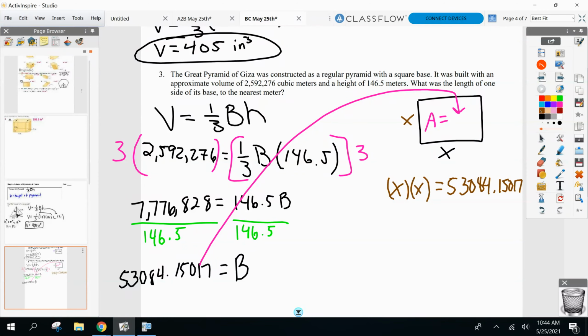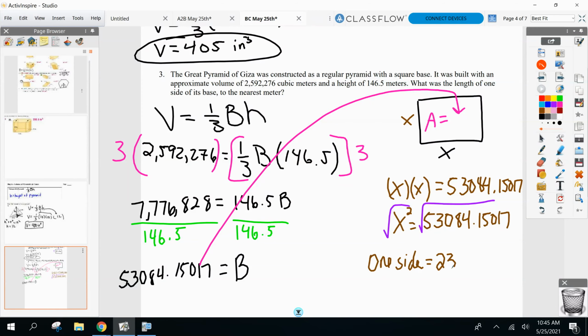So I end up with x squared, not 2x. Not 2x. Yep. X squared. I'm not going to forget that one. And then right here, now this is where Owen's like, yeah, take that square root. And one side will be equal to, what did I end up with? To the nearest meter, 230. How's that look, kids? 230 meters. A lot of work there.